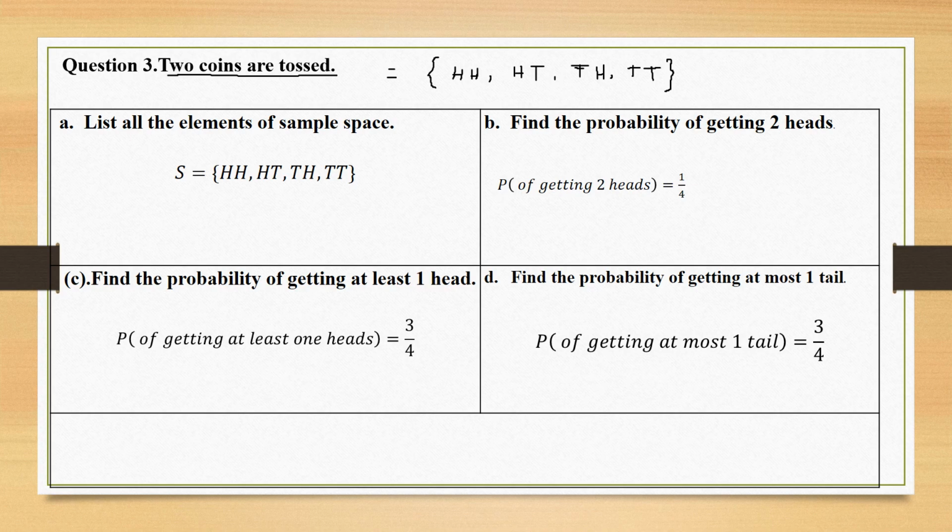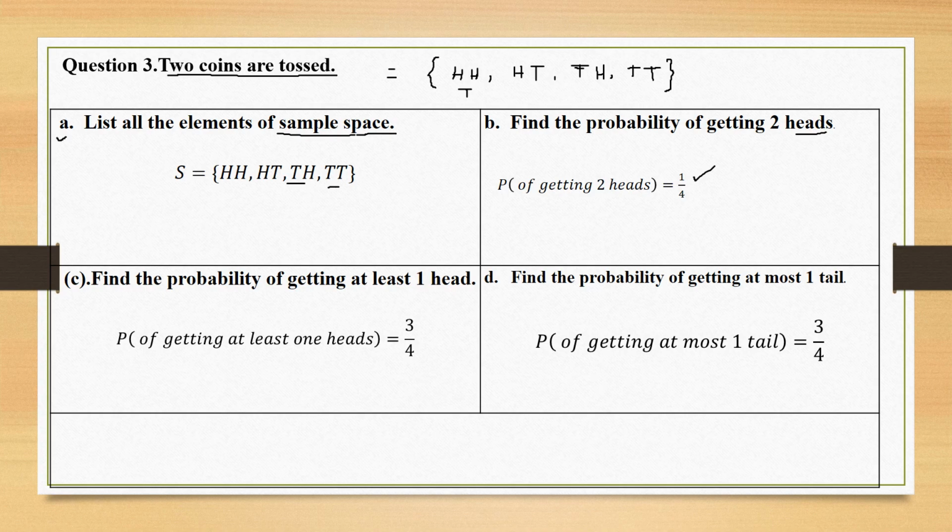Okay, so in part A, list all the elements of the sample space. Sample space means all the possible outcomes. So here I wrote down all the possible outcomes: head head, head tail, tail head, and tail tail. Look at part B. Find the probability of getting two heads. Where do we have two heads? Here we have only one. So the probability of getting two heads is 1 by 4.